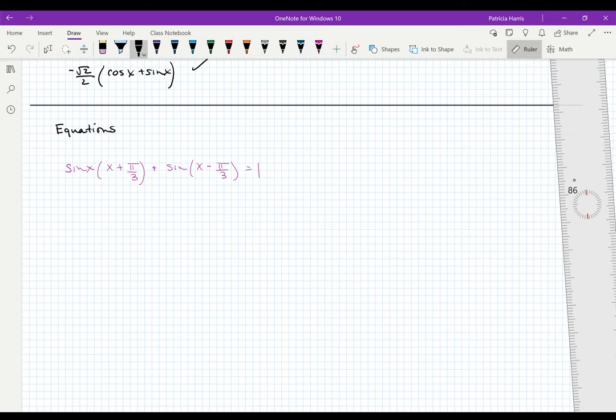Okay, so now what we're going to do is working on solving equations. When you solve any equation, basically you're trying to find the values that make the statement true. Okay?